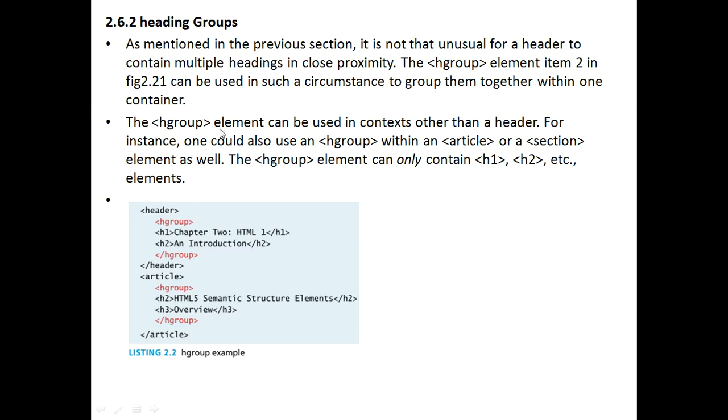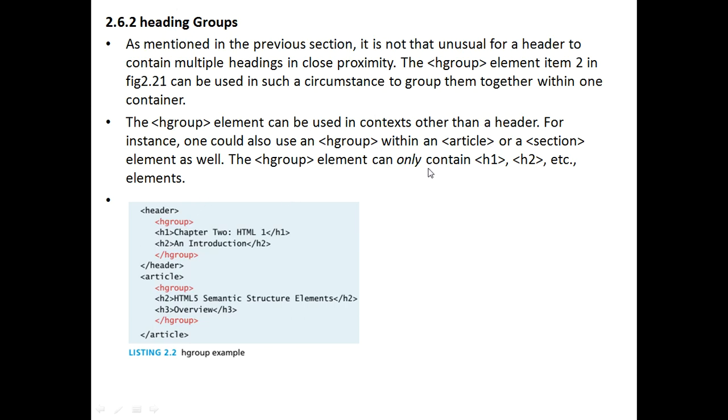Clear? The hgroup element can be used in a context other than the header. For instance, one could also use an hgroup within an article, right? An hgroup represents a grouping of headings. If you want to group the different headings, then you can use an hgroup, not only in headers. Again, you can use this in articles and sections, as they explain here.